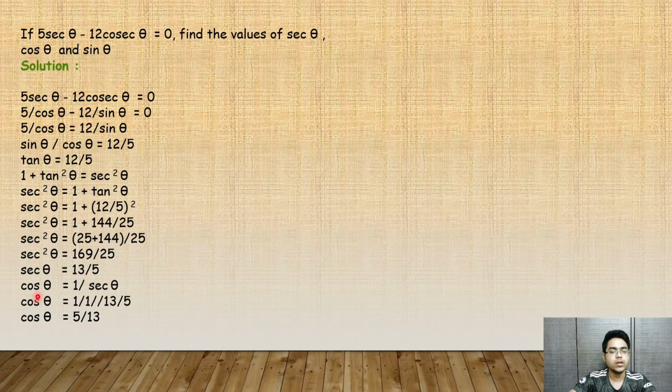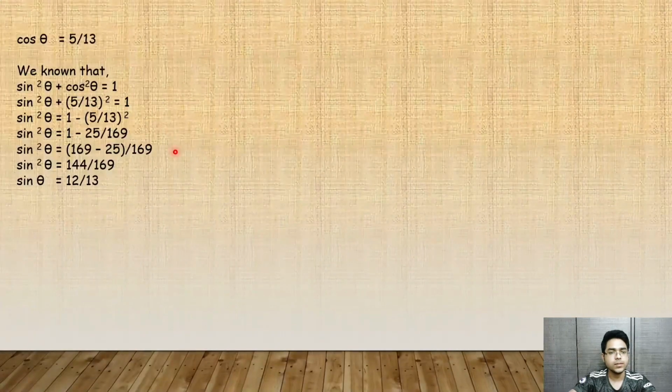Now we know from the reciprocal identities that cos theta is equal to 1 upon sec theta. So cos theta will be equal to 1 divided by 13 divided by 5. So this reciprocal term will be 5 divided by 13. Now moving to the next slide.